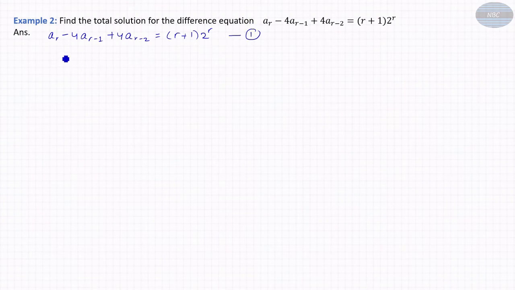Now the corresponding characteristic equation is alpha square minus 4 alpha plus 4 is equal to 0. So this is the corresponding characteristic equation.